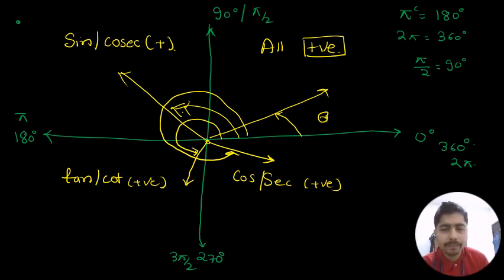So from 0 to 90 degrees, all are positive. From 90 to 180 degrees, the second quadrant, sine and cosec are positive. In the third quadrant, 180 to 270 degrees, tan and cot are positive, and from 270 to 360, cos and sec are positive. Now we will see the formulas, like the complementary angle formula and the supplementary angle formula. By using these formulas we can find the trigonometric ratio of any angle. So let's start.